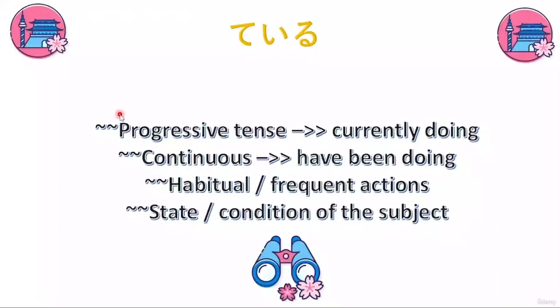So first, it can play a part of progressive tense, so what I'm currently doing. The second one can be continuous, that I have been doing something for a period of time. Then frequent actions, and it might be condition or a state of the subject. For example, if someone is married, it's like a continuous state, it's a condition, so we would use TEIRU, okay?